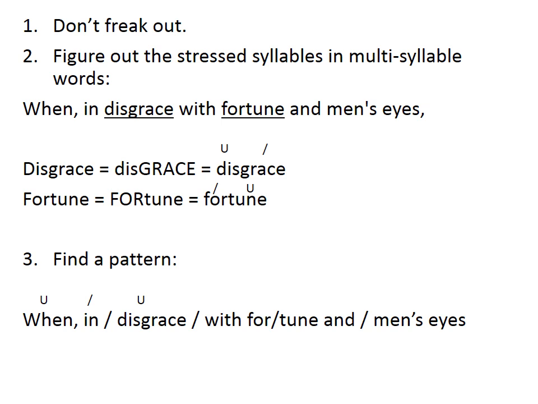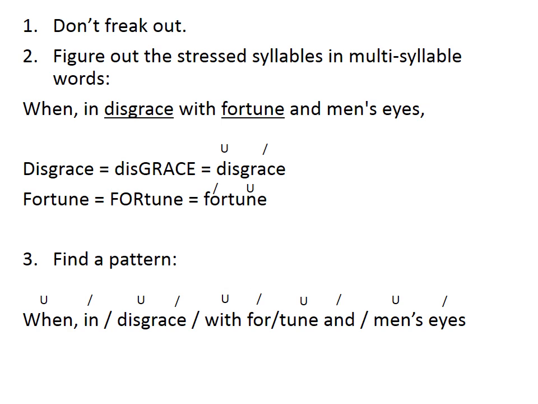The next thing that I need to do is try to find a pattern. So if I take that line, I've already marked disgrace and I've already marked fortune. I kind of fill in the rest and see if I can find a pattern. Anytime there's a one-syllable word, it can go either way. So when, in, with, and, men's, eyes, they're one-syllable words. A lot of them are prepositions or minor words, conjunctions, so they kind of don't matter as much. They're usually unstressed, but it really just depends on the pattern.